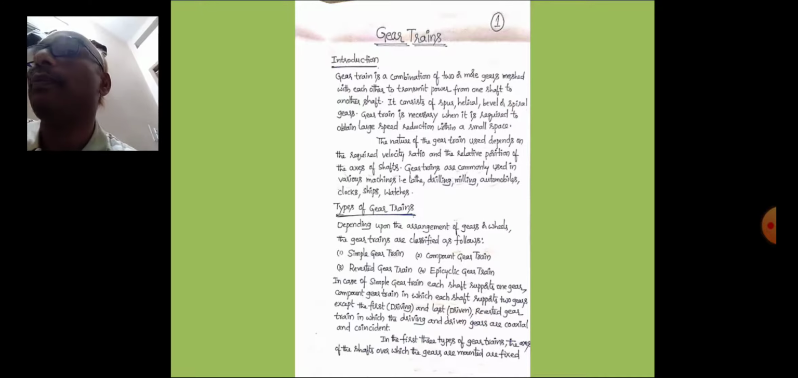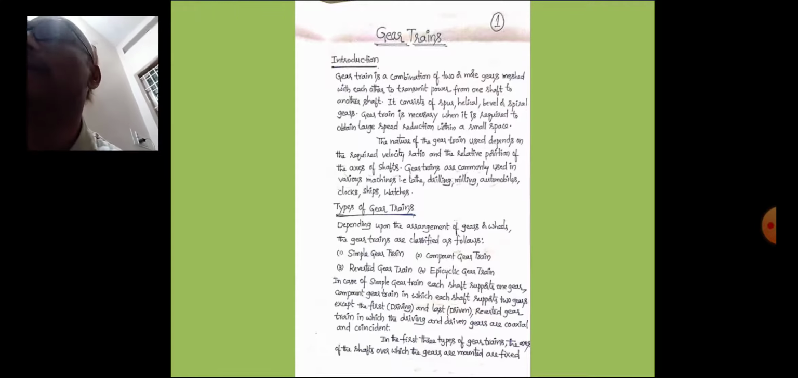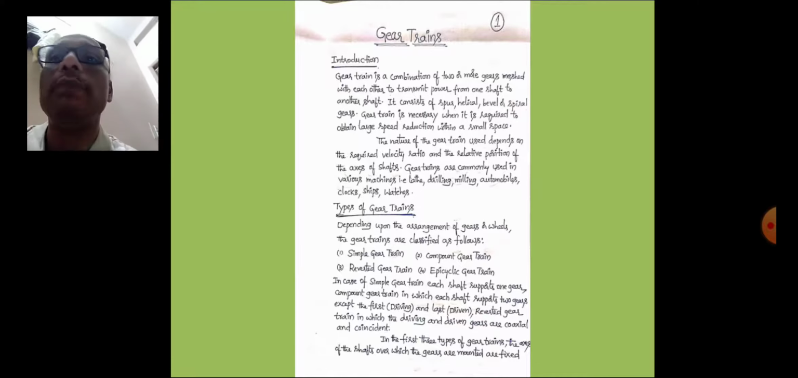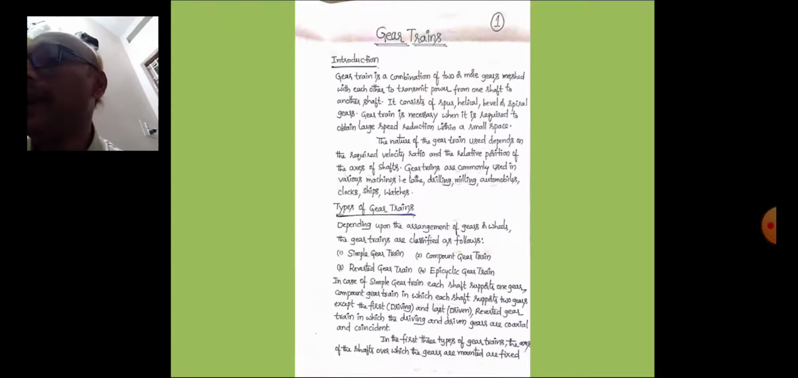With this brief introduction, I can summarize the introduction of the gear train like this. First, a gear train is a combination of two or more gears meshed with each other to transmit power from one shaft to another shaft. Second, gear trains are preferred whenever we need to transmit power from one shaft to another where small space is available and a large reduction ratio is required. The type of gear train to be selected for a certain application depends on two things: the required velocity ratio, and the relative position of the axes of the shafts. And as I said, the applications include lathe machine, drilling machine, milling machine, automobiles, clocks and watches. In all these applications, we find gear trains.